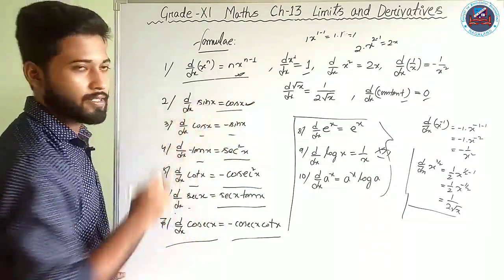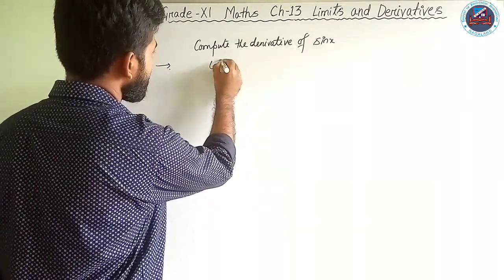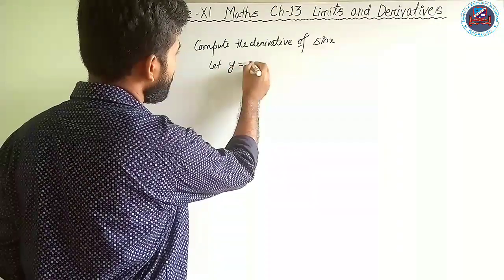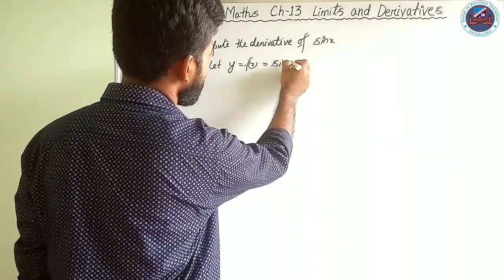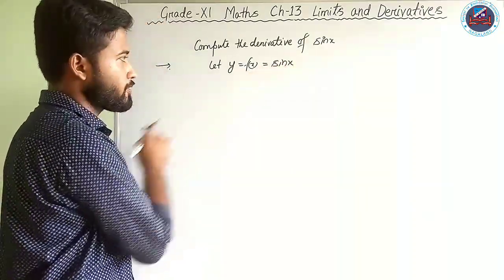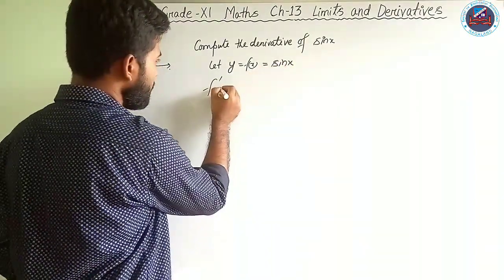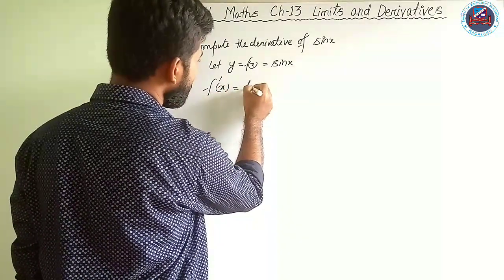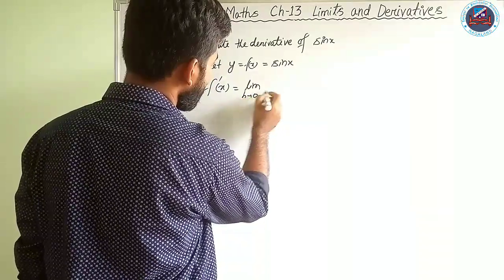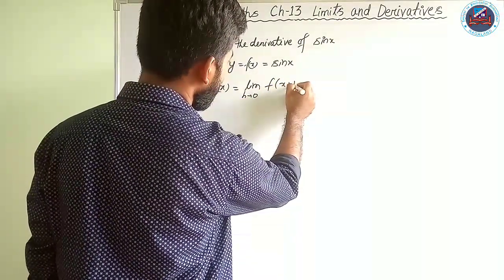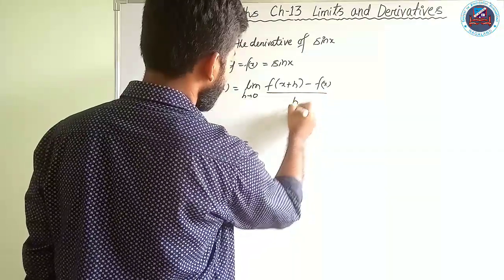How is d/dx of sin x equal to cos x? Let us see that. Here let us consider y is equal to f of x, and that is sin x, or you can consider f of x is equal to sin x. Now what does the first principle say? f dash of x will be equal to limit h tends to 0, f of x plus h minus f of x divided by h.